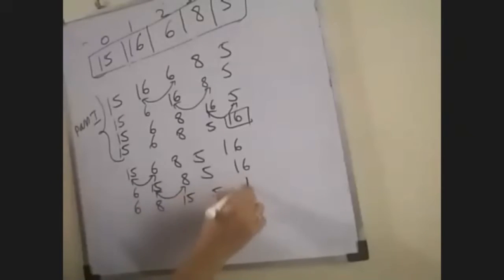Again, you compare 15 with 8. So 15 is greater than 8. Condition becomes true. Then you will perform swapping. Again, you will compare 15 with the next position element, 5. So 15 is greater than 5. Condition is true. Then you can perform swapping.